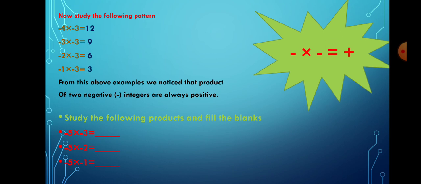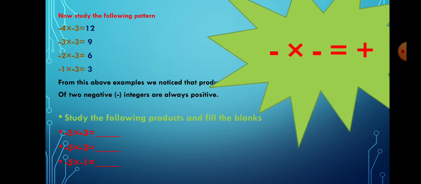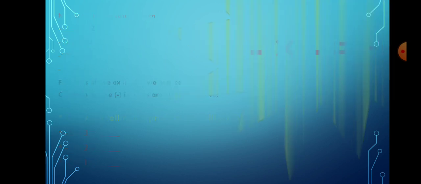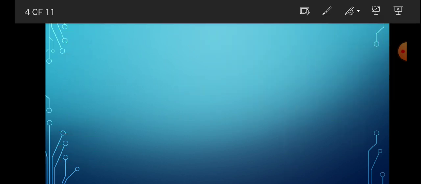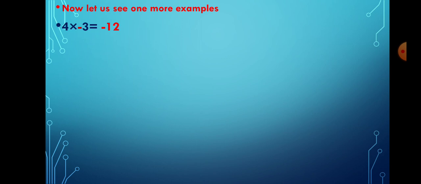Okay children, now going to the next concept. Let us see some more examples. Here 4 into minus 3. Observe here, again I am taking 4 and 3 only, but the answer is different. 4 3s are 12, but here 12 has a minus symbol. How are we getting minus?